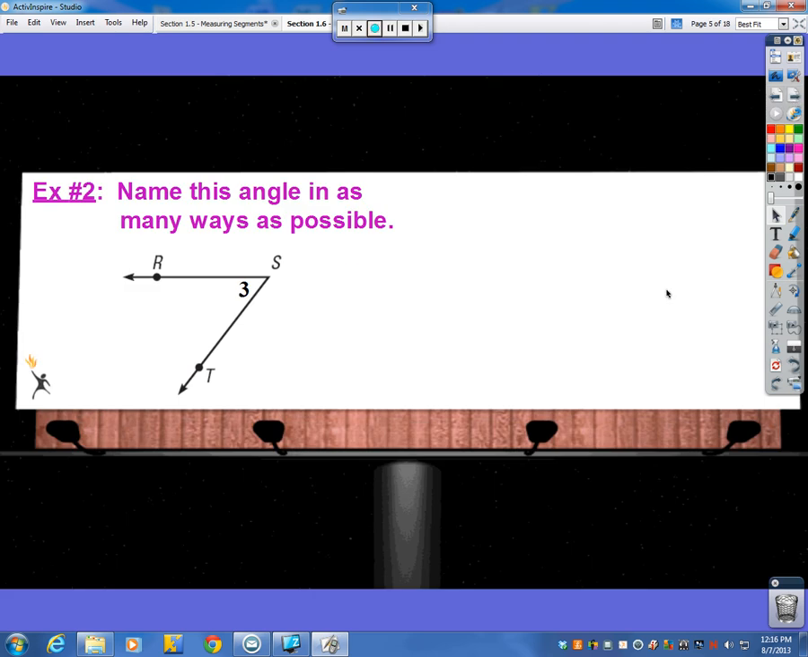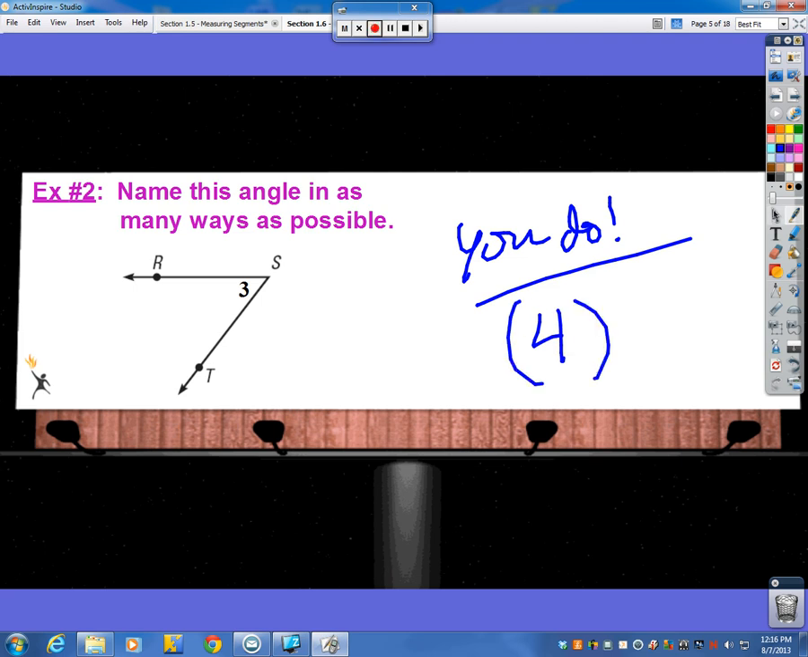All right, example 2. I'm going to have you guys do this one on your own. So name that angle in as many ways as possible. And I will give you a hint. There are 4 possibilities that you can do there. So we will discuss that tomorrow.